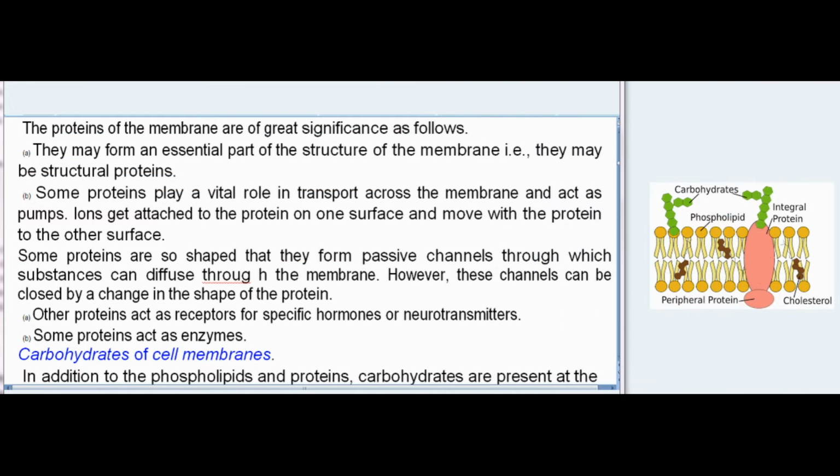The proteins of the membrane are of great significance as follows. A. They may form an essential part of the structure of the membrane, i.e., they may be structural proteins.